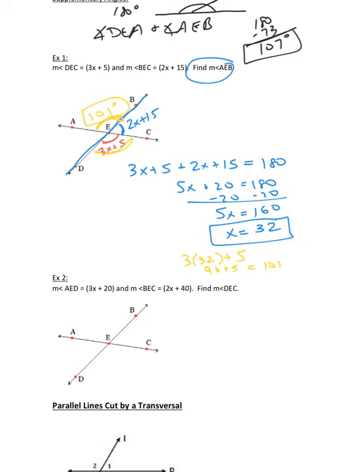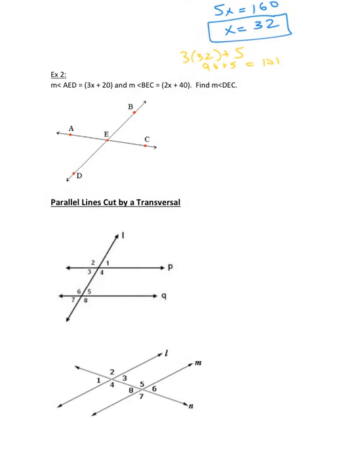Okay, the next one, example 2, the measure of angle AED is 3x plus 20. Again, just find the angles and put the information into it. AED is here. That's 3x plus 20. And BEC is 2x plus 40, that's here. These share a common vertex. They're across from each other. These are vertical angles. Vertical angles are always congruent, so I set them equal to each other. I say 3x plus 20 must be equal to 2x plus 40. They're the same angle, so I'm going to solve for x.